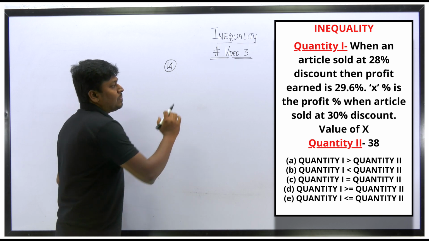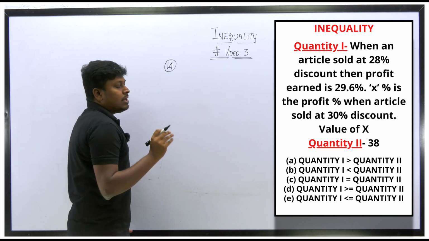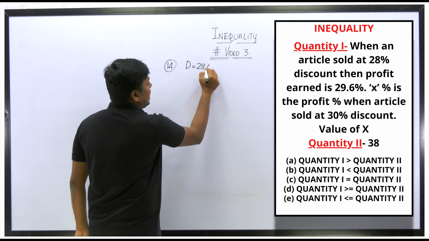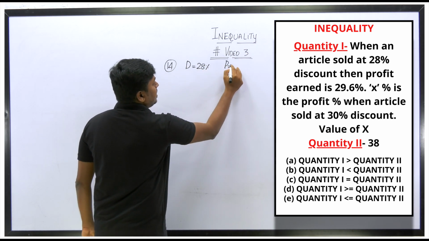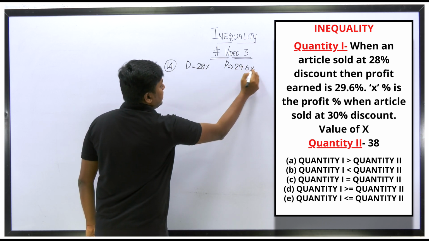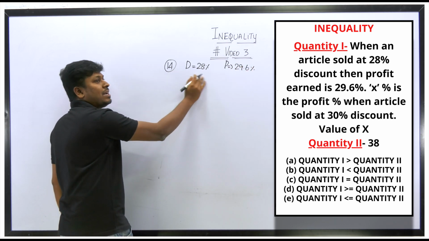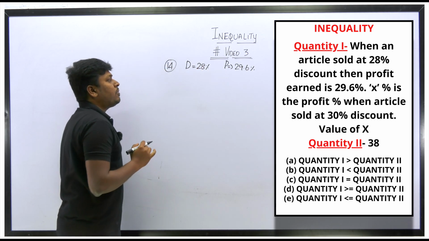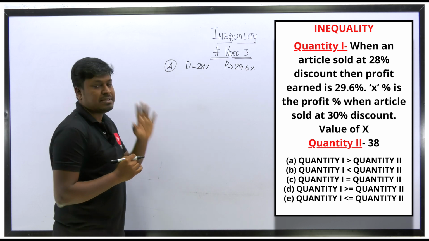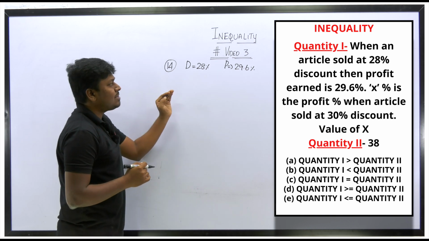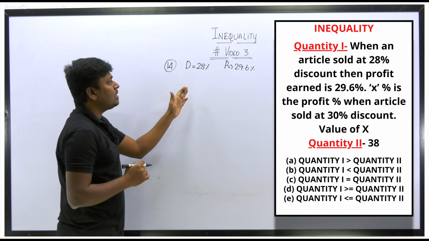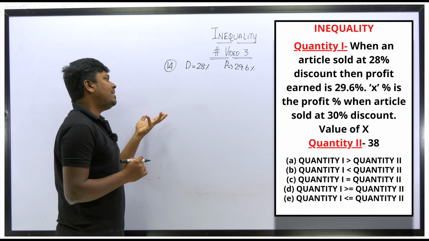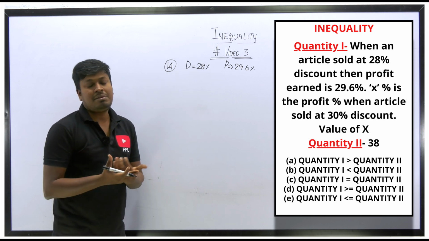So first, what we can do is just read the question. When an article is sold at 28% discount, the profit earned is how much? 29.6%, right? If a 28% discount has been given on the article, he earned a profit of 29.6% on the cost price. I think if you know the logic, you can easily find a shortcut here, and by using that shortcut you can solve the question easily. But I think it's a simple question, even a traditional method will be easy.